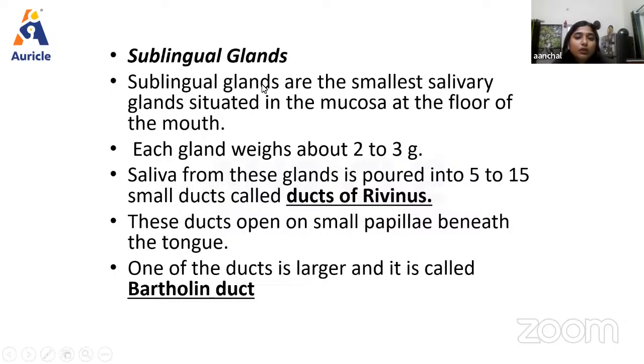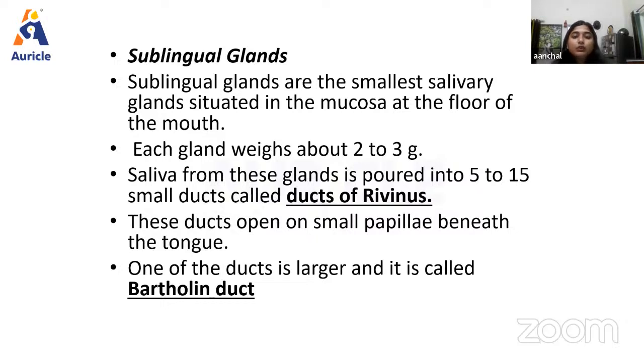Then the sublingual gland. Basically, the sublingual glands are the smallest salivary glands, situated in the mucosa at the floor of the mouth. Each gland weighs about 2 to 3 grams. Saliva from these glands is poured into 5 to 15 small ducts known as the ducts of Rivinus. These ducts open on small papillae beneath the tongue. One of the ducts is larger and is known as the Bartholin duct.